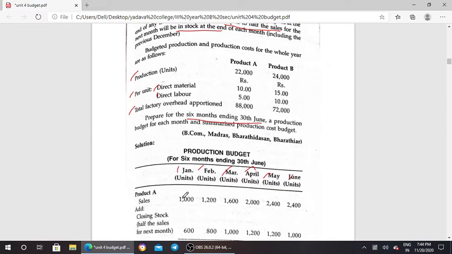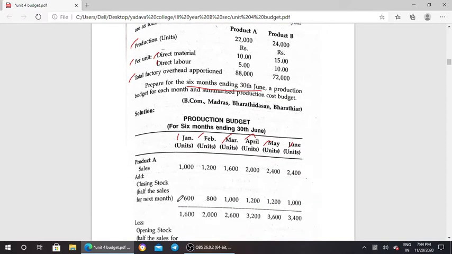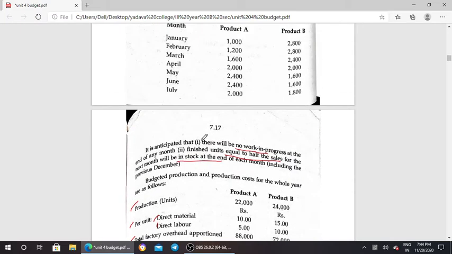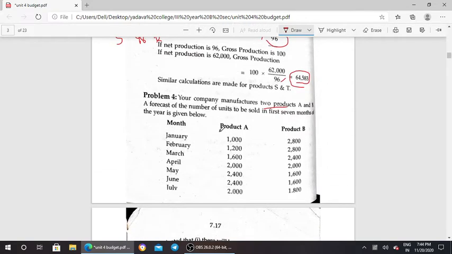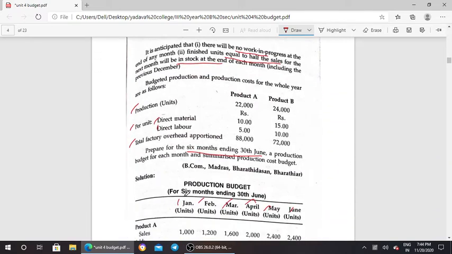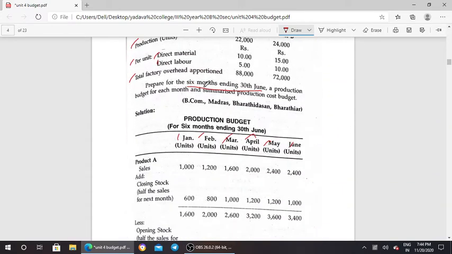So the sales production per day: 1,000, 1,200, 1,600, 2,000, 2,400, 2,400. This is for A. We are doing this for product A. So this is the 6 months we are taking up to June: 1,000, 1,200, 1,600, 2,000, 2,400, 2,400. We have taken this because they asked to prepare only for 6 months up to June.